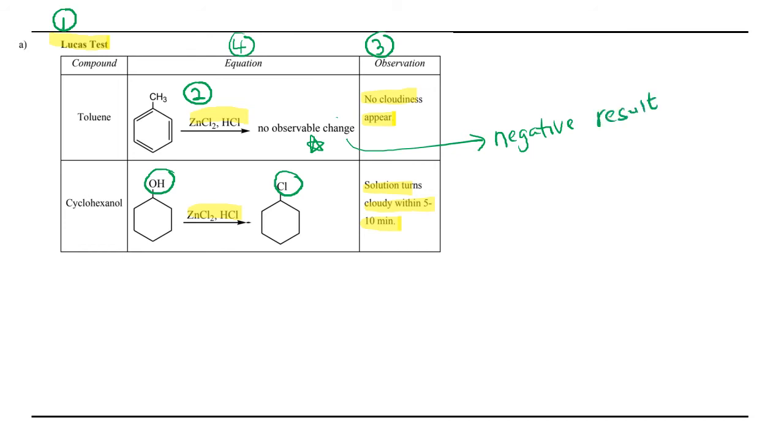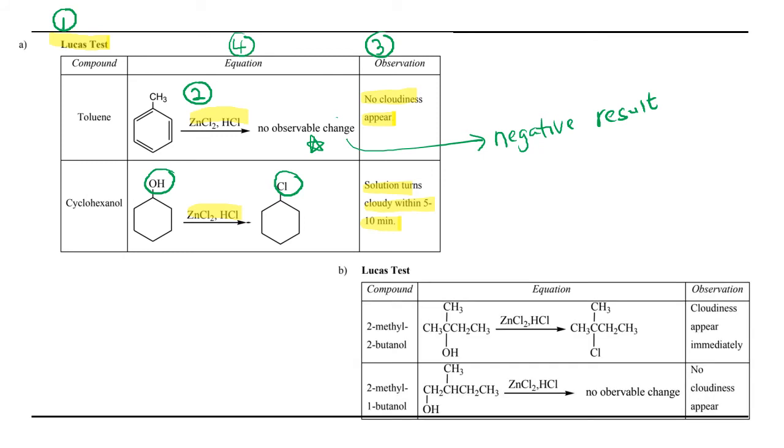Okay, so now proceed to question B. You also note it first: write down the name of the test, Lucas test. Second, the reagent. Third, the observation. And fourth, the equation. Just now we already mentioned that the tertiary alcohol will give a positive result towards the Lucas test, where we have to mention cloudiness appears immediately. While for the primary, no cloudiness appears, but in the equation we have to write down no observable change.